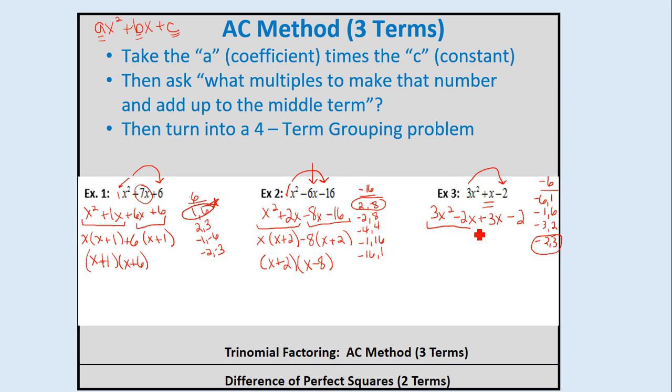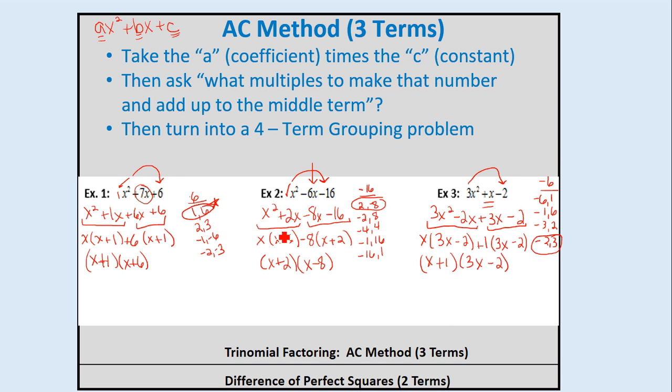Now let's group. What can I divide out of these two? X. And then that would leave me with 3x minus 2. What could I divide out of these two terms? Just a positive 1, right? They don't have any other common factors. So I would then have 3x minus 2. When you divide by a 1, you don't change anything. So my two factors would be x plus 1 and 3x minus 2.